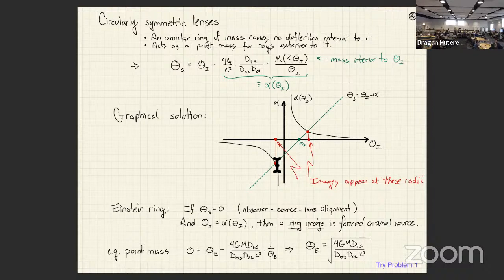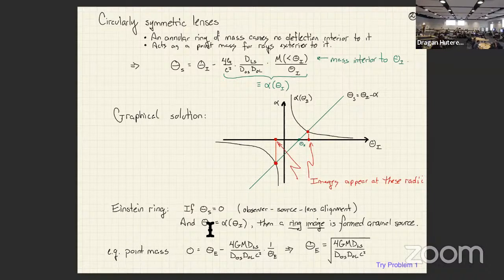There's something special that happens if the source is right in the middle. That is, the source is directly behind the lens. And if we have a solution such that an image will appear, if theta s equals 0, then there'll be perhaps, if we're lucky, some point where the angle and the bend angle are the same. And what that means is we get an Einstein ring. So maybe it's best if I try to draw this.